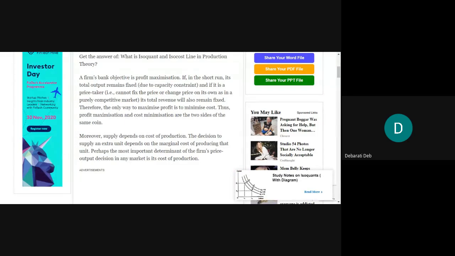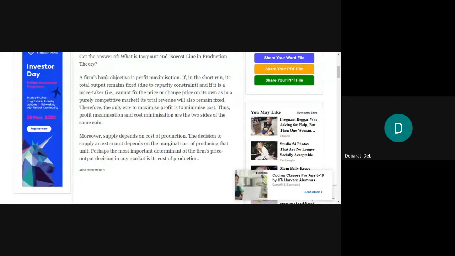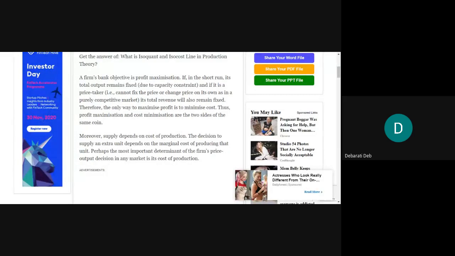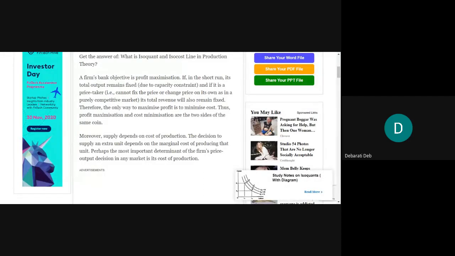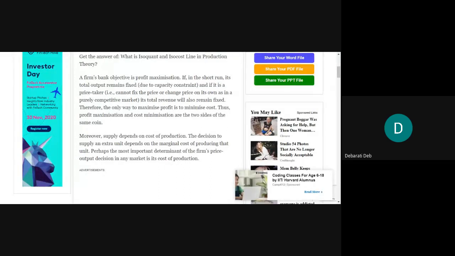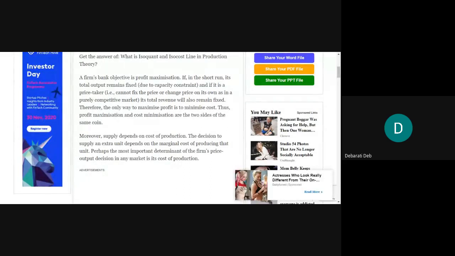Thus, profit maximization and cost minimization are the two sides of the same coin, isn't it? If you increase profit, you cannot do it simply because it is dependent on the cost factor. And if you target cost minimization, then there will be only profit maximization. So this thing you have to understand first before we move on to isoquant and isocost line.